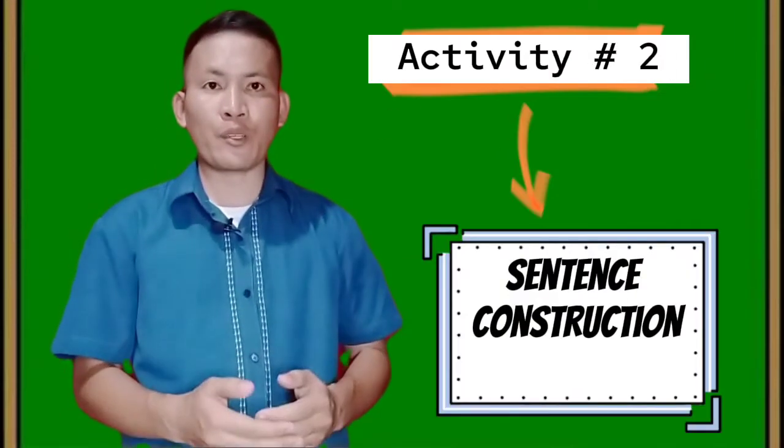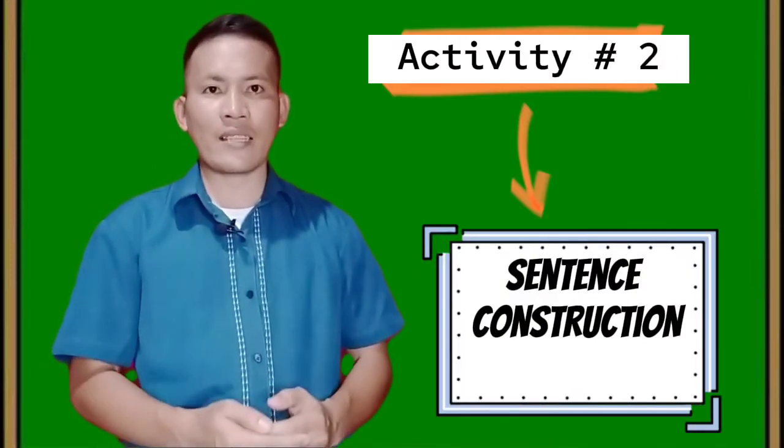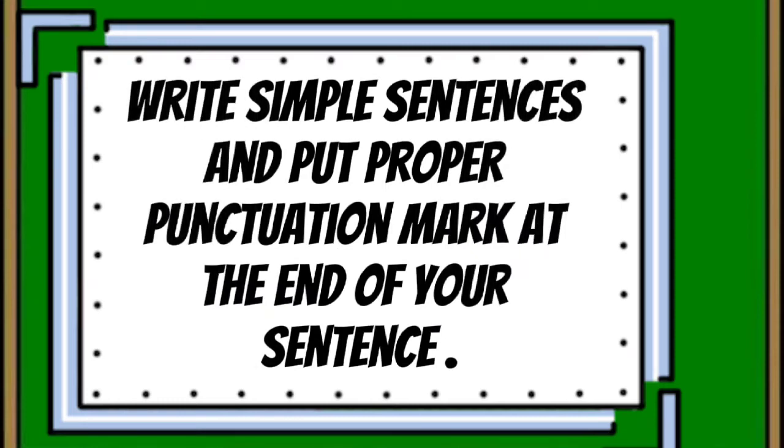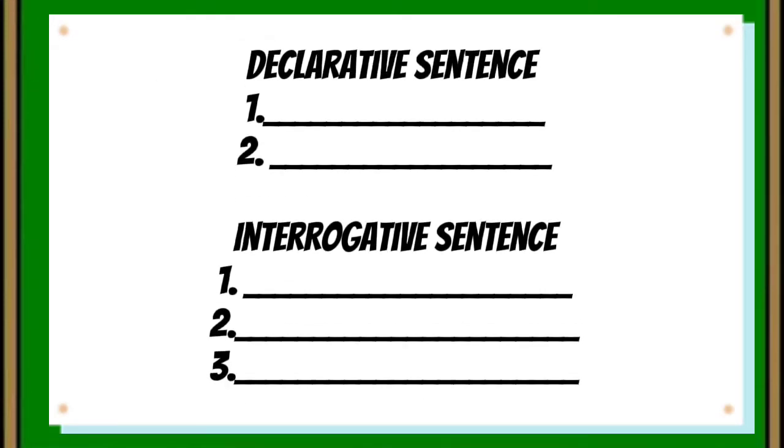For Group 2, your task is sentence construction. Direction: write simple sentences and put proper punctuation mark in the end of your sentence. 2 sentences for declarative and 3 sentences for interrogative sentence.